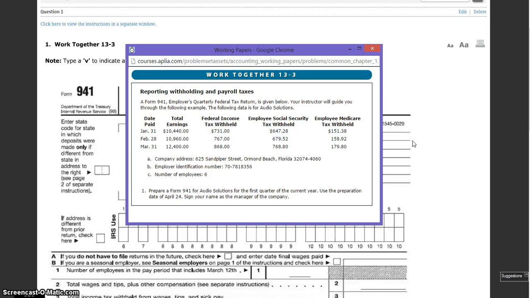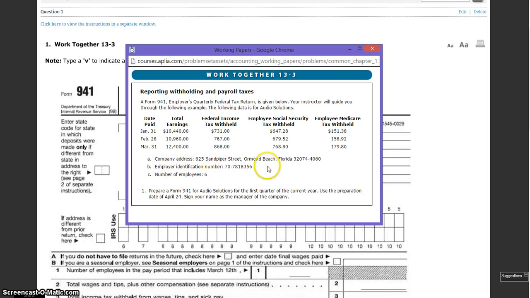In section 13-3, we're going to be reporting withholding and payroll taxes. We're going to use a form called 941, which is an employer's quarterly federal tax return. We're going to go through the information for these 3 months, and our company is called Audio Solutions. So we have January, February, and March, our total earnings, our total federal income tax withheld, the employee Social Security taxes, and the employee Medicare taxes.